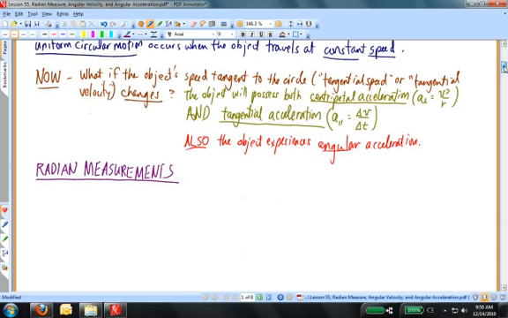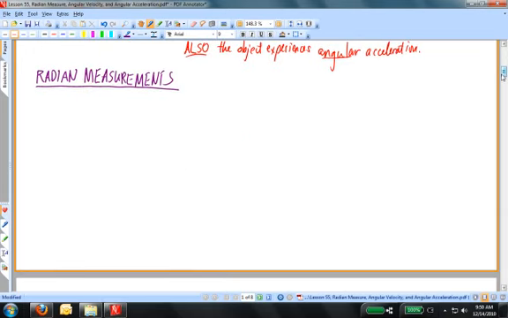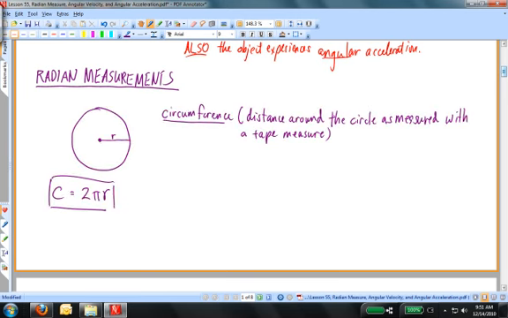You learned way back in elementary school that the circumference of a circle that has radius r has a certain formula. The circumference is equal to 2 pi r. The circumference is the distance around the circle if I were to take a string and measure the length of that string. The radius is the distance from the center of the circle to the edge of the circle.